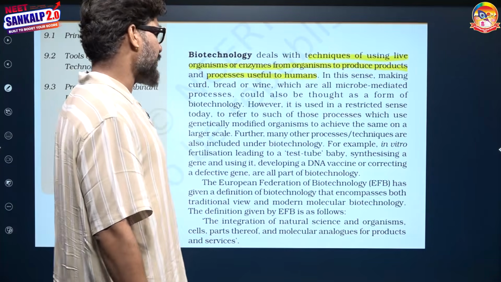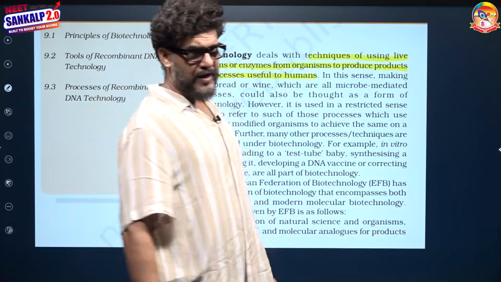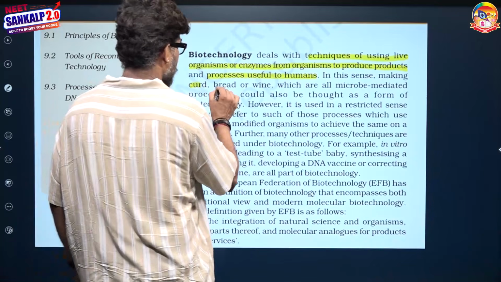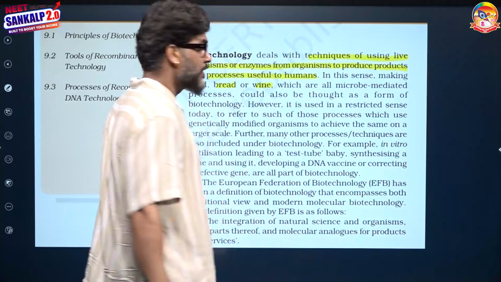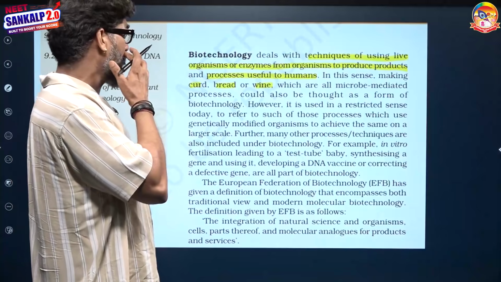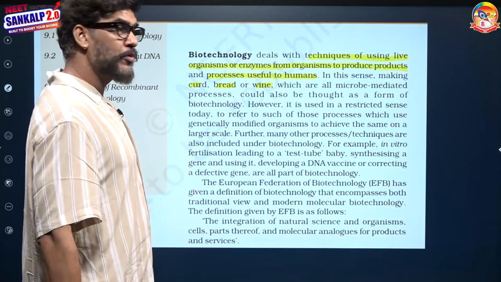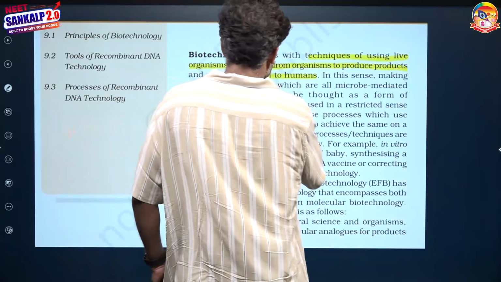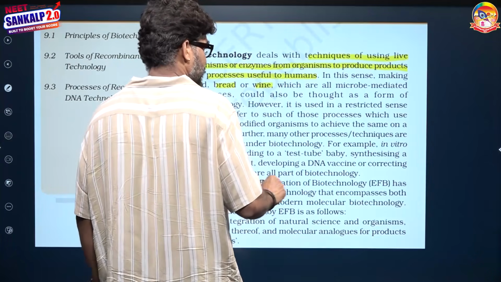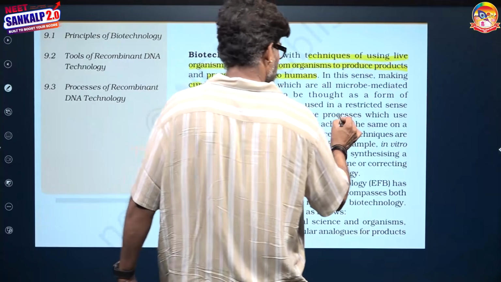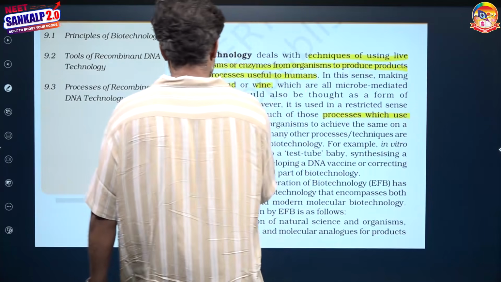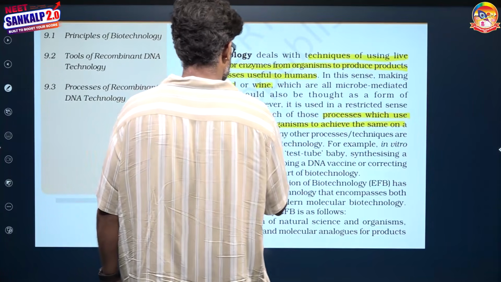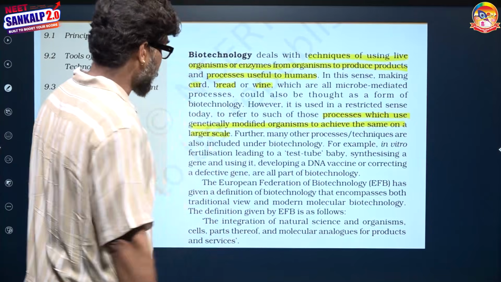In this case, if we consider, then biotechnology can be divided as classical, that includes curd formation, bread, wine, etc. Bread also comes into the classical. But if we think about modern biotechnology, then this definition is only in a restricted sense. The process which uses genetically modified organisms to achieve the same on a larger scale, that is modern biotechnology.